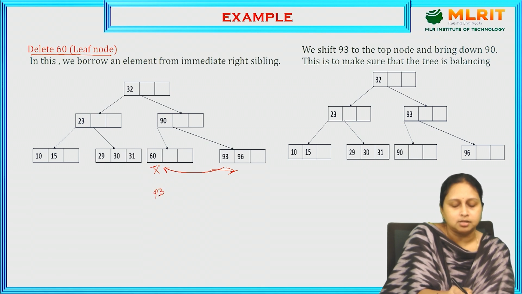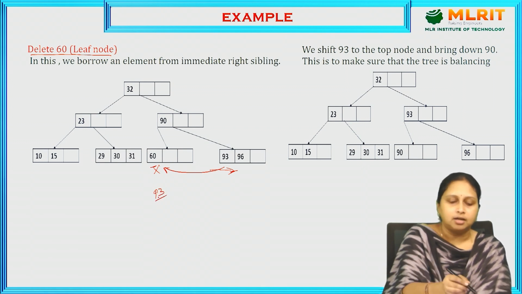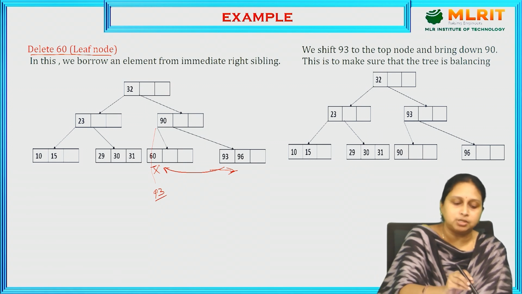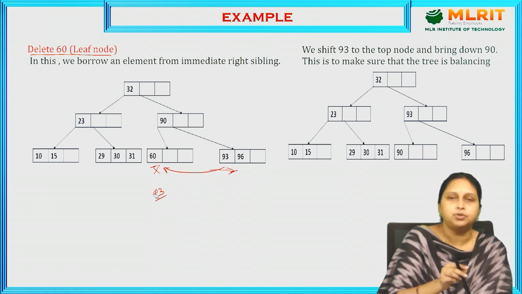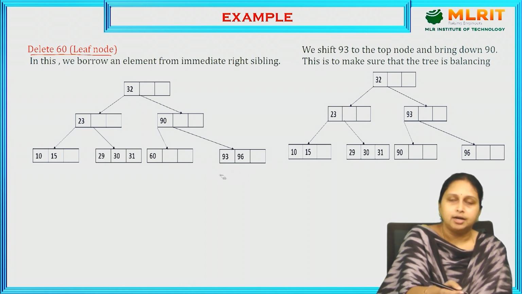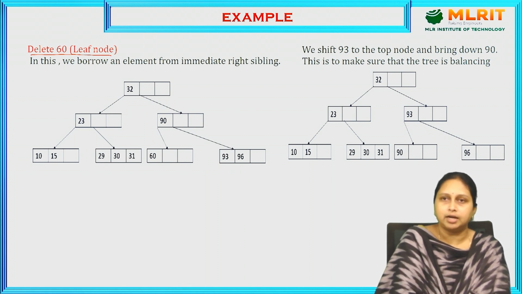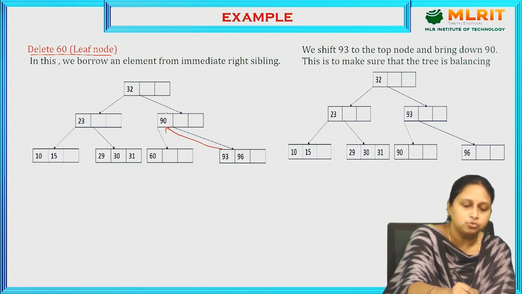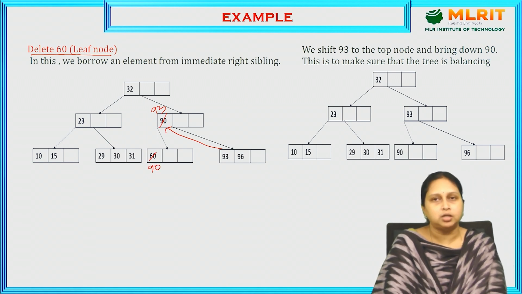What happens? When I place 93 here, observe, it is not satisfying our BST property. That's why, first we need to move this 93 to the top, then move 90 down so that we can delete 60. That means 93 has to move here and 90 has to move here, so that we can remove the element 60.